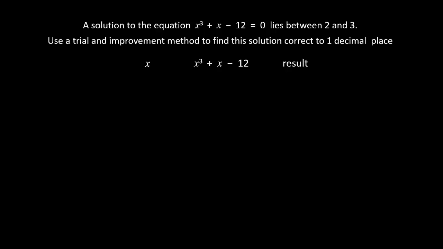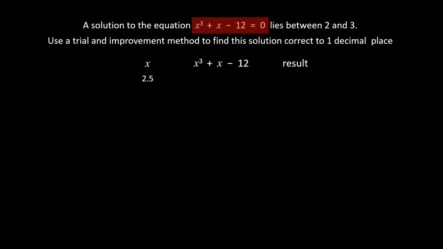Important things we've got to get out of the question. The first one: the solution lies between 2 and 3. So what do we start with? x equals 2.5. So we've got a little table set up there. So the first x is 2.5. Next important thing, the value we're looking to get is 0, because x cubed plus x minus 12 equals 0 is the equation they give us.